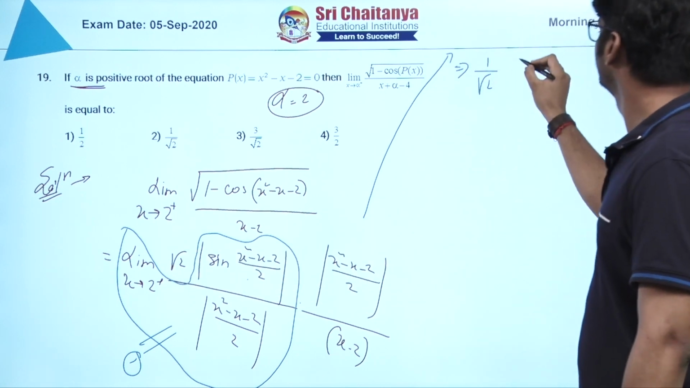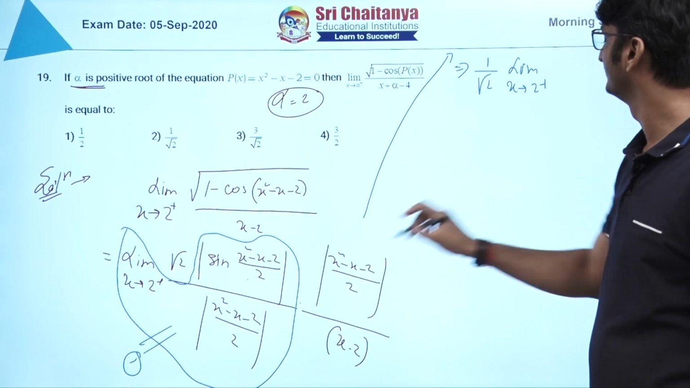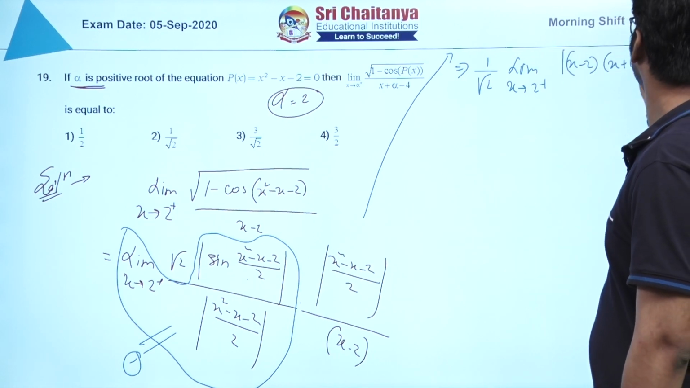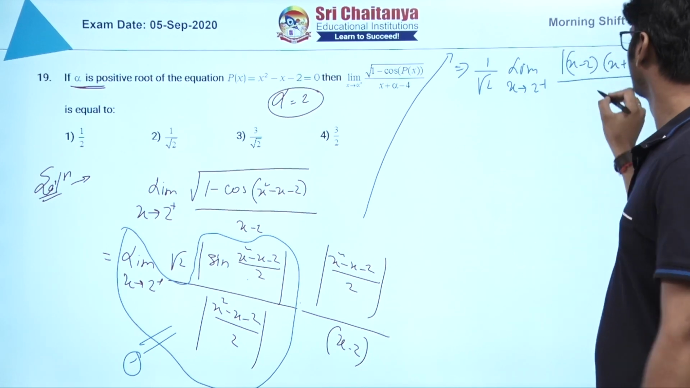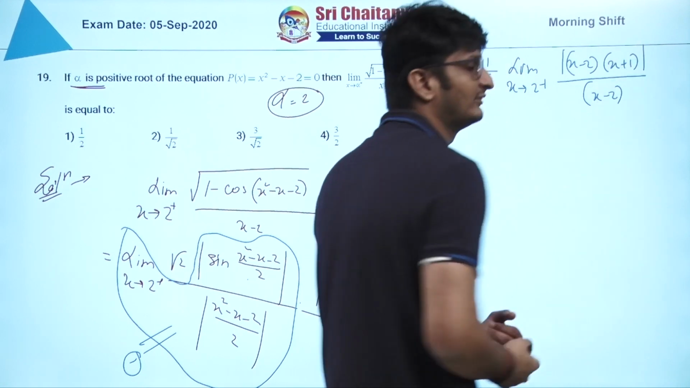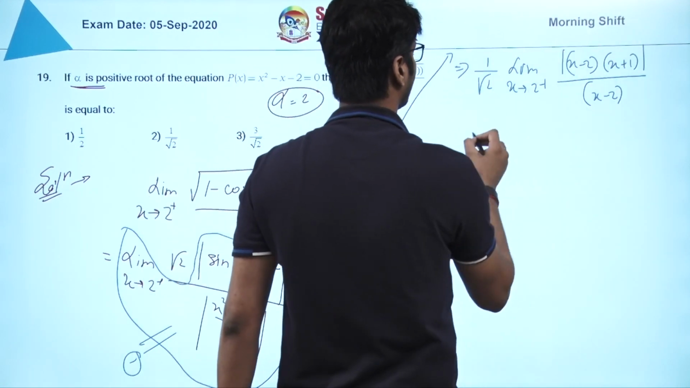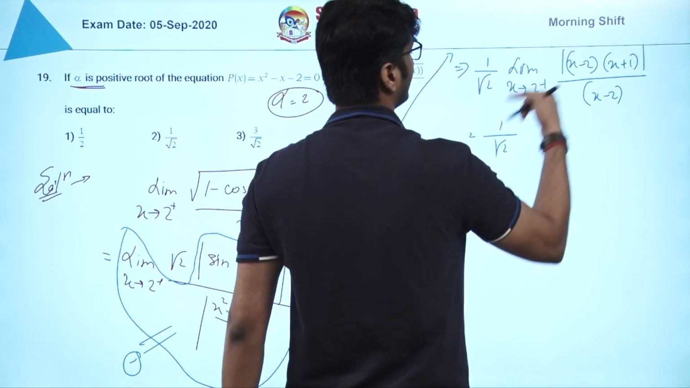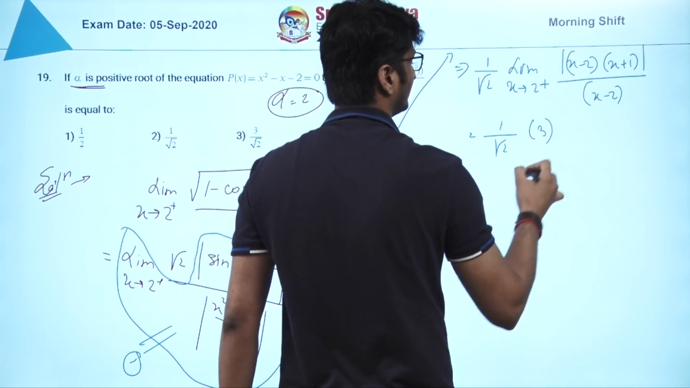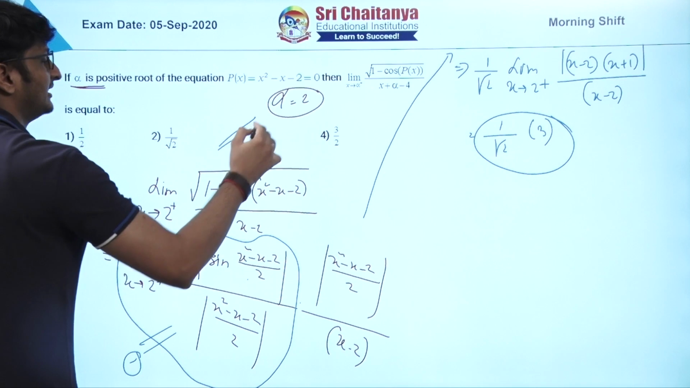And see here it is limit x tending to 2 plus, mod of x minus 2, upon x plus 1 into x minus 2. What you have to check? You have to put x equal to 2 plus. So it is a positive quantity, so this mod will open as positive. Hence x minus 2 will be cancelled out, and ultimately by putting the value of x as 2 plus, you are getting 3. So the answer has become 3 by root 2. Option number 3 is the correct choice.